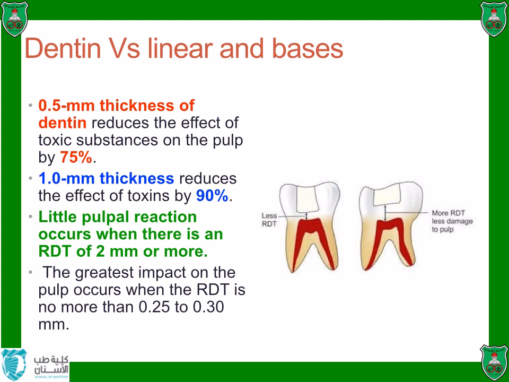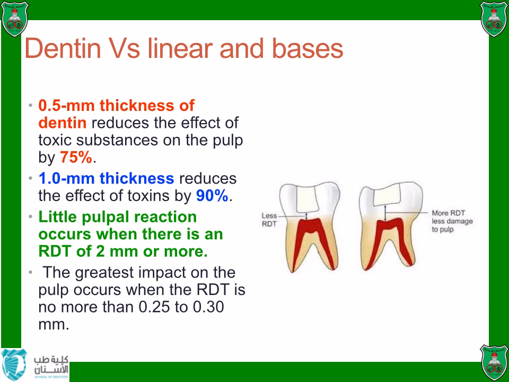There are many studies comparing the dentine with liners and bases, and they found that the greatest impact on the pulp occurs when the remaining dentine thickness is no more than 0.25 to 0.3 millimeter. In those cases, we need to use liners and bases to add more protection against stimuli to the pulp.